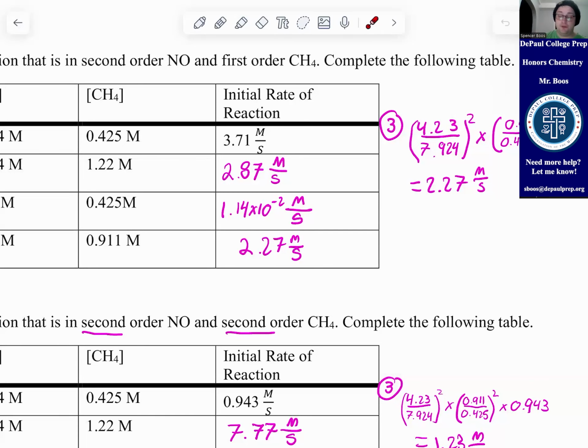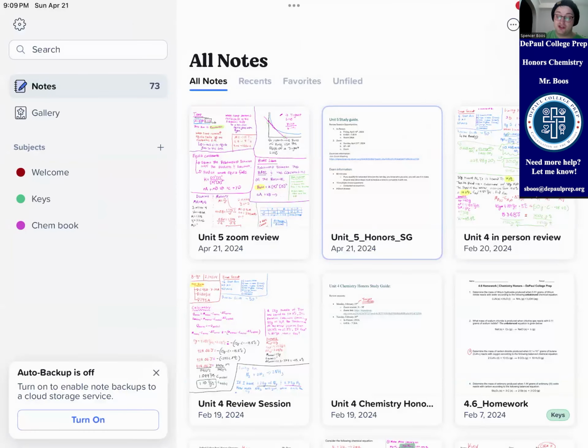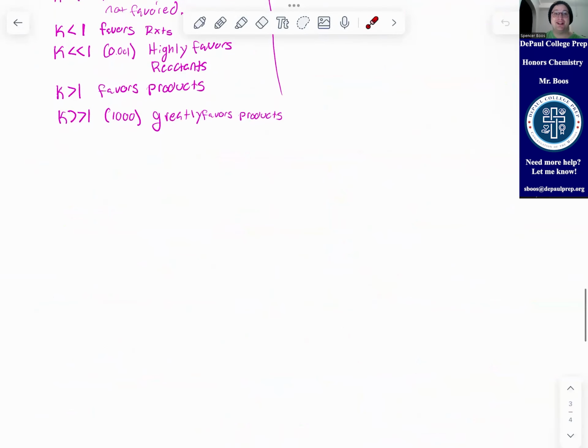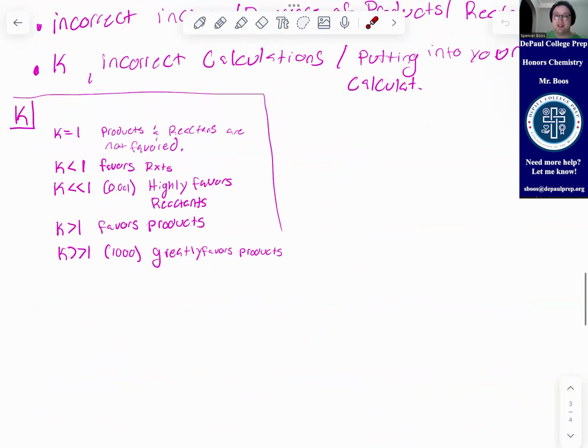Can you go over influencers and inhibitors to reaction rate? Yes, I can. I'm surprised that question hasn't been brought up so far. I'm going to mute myself really quick to cough. All right, sorry about that.